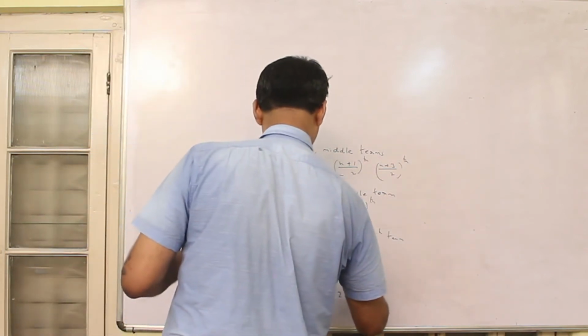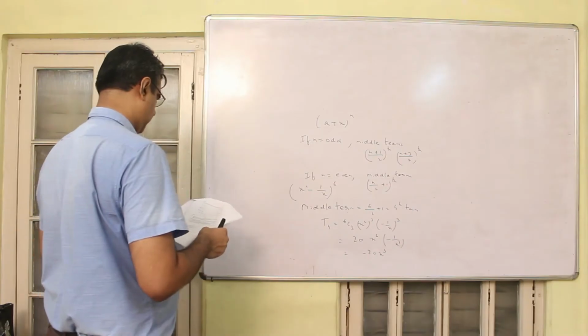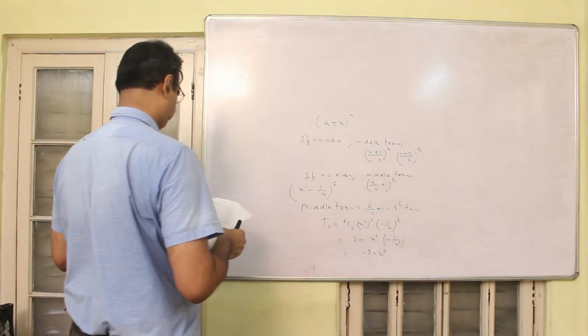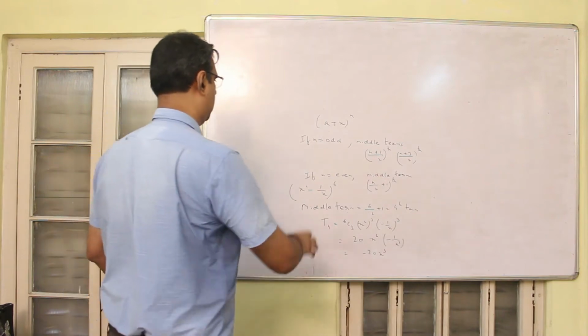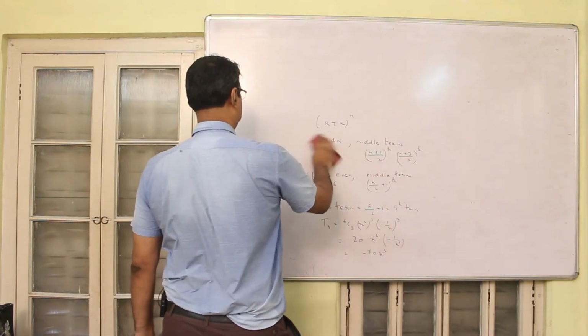So that means the middle term answer is coming minus 20x cube. So this is how we can find the middle term or the middle terms of a binomial expansion.